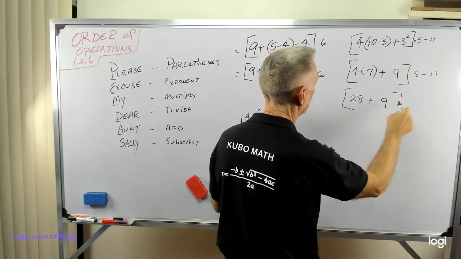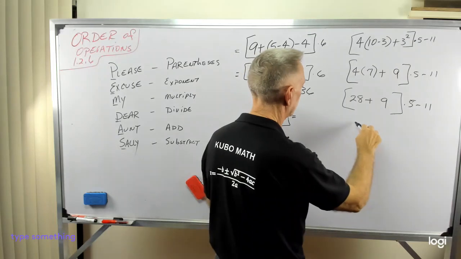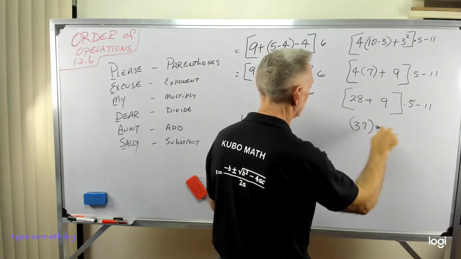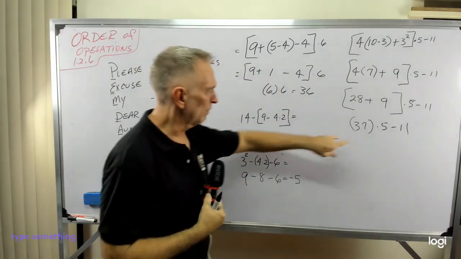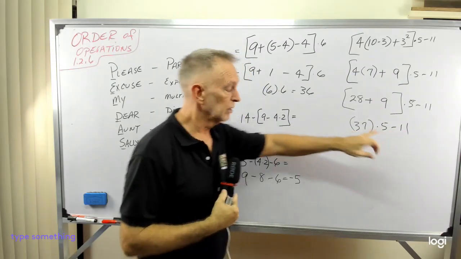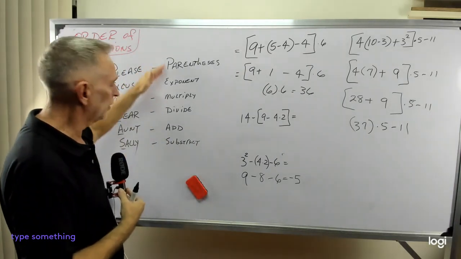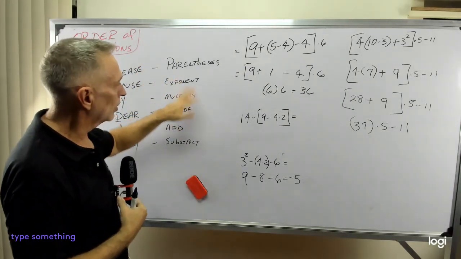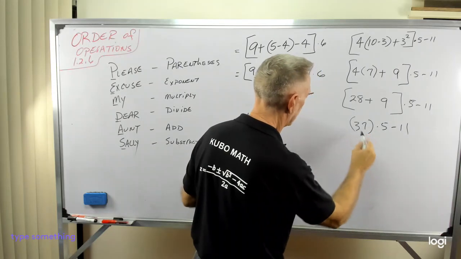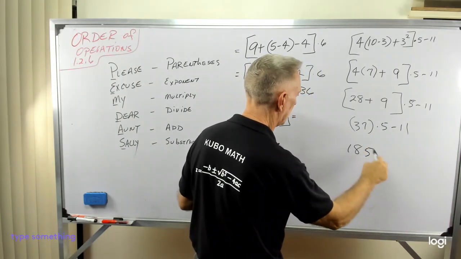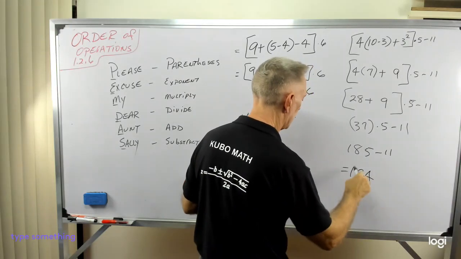28 plus 9 times 5 minus 11. Okay, 28 plus 9 is 37. So now I have 37 times 5 minus 11. So I have multiplication and subtraction. You'll notice multiplication is well above subtraction in the order of operations. So now 37 times 5. 5 times 7 is 35. 5 times 3 is 15. So 185 minus 11. So now I have 174 as my answer.